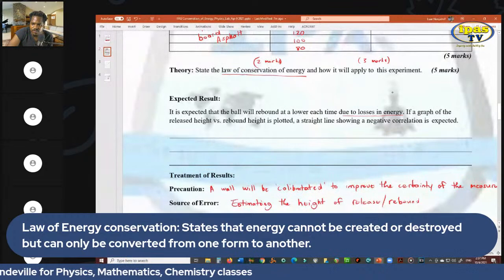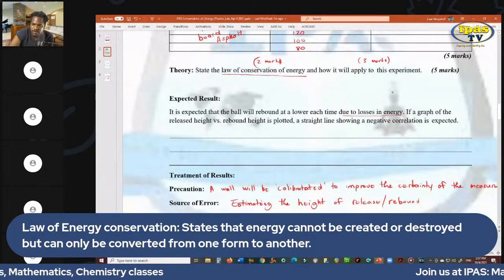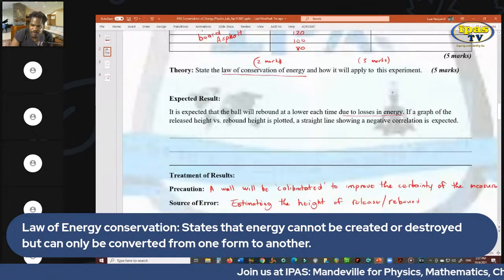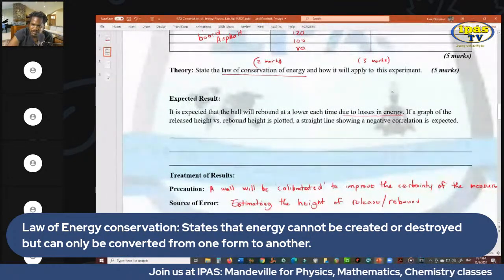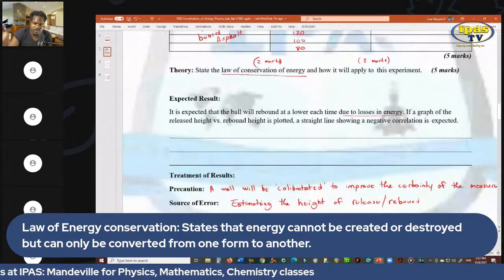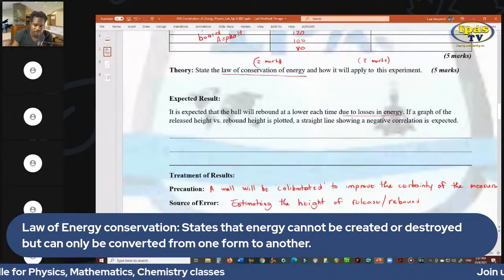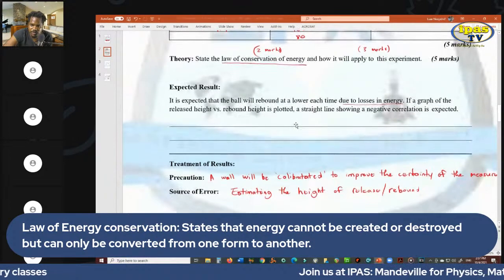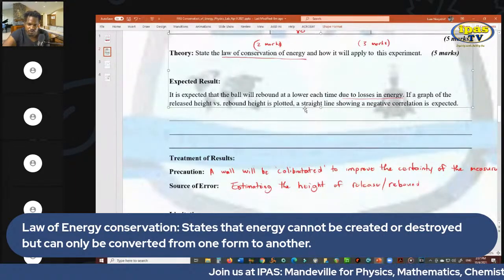If the graph of the release height versus the rebound height is plotted, a straight line showing a negative correlation is expected. You can make a note of that. That's the expected results. Any other thing you think of, you can put it there. But this is us having a discussion saying that this is true. Any questions here, guys?